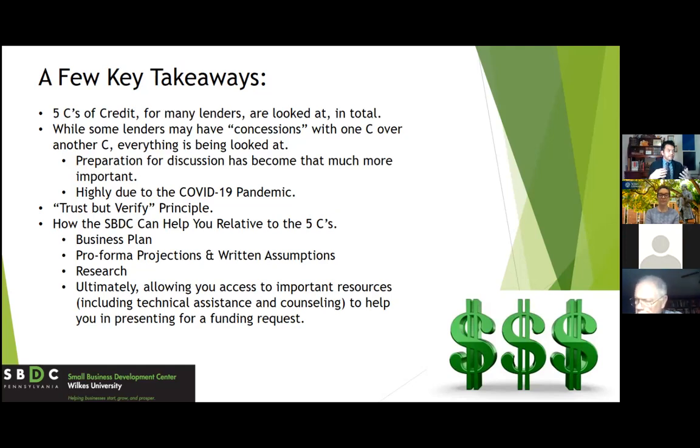And ultimately, this allows you access to important research to help you in presenting for a funding request. Whether, like I said before, normally it's by way of loans, loan programs. Sometimes there are also grants, okay? And with regard to articulating the 5 C's of credit between the business plan, the pro forma projections, and things that make up what's called an appendix to the business plan.